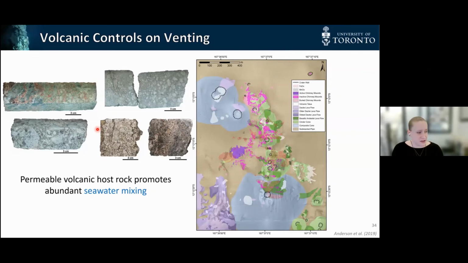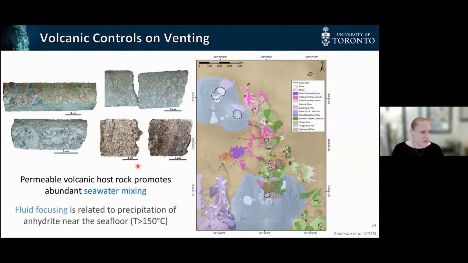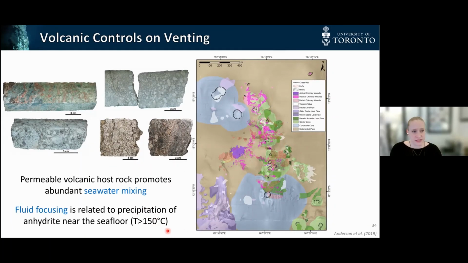So it's actually kind of incredible that we have focused venting forming chimneys and mounds in an area that's so permeable with so much seawater mixing. So actually we found that so much of this area was underlain by anhydrite. So the precipitation of anhydrite at temperatures over 150 degrees allowed this fluid focusing. So this means that we're reaching very high temperatures within just a few meters of the seafloor.